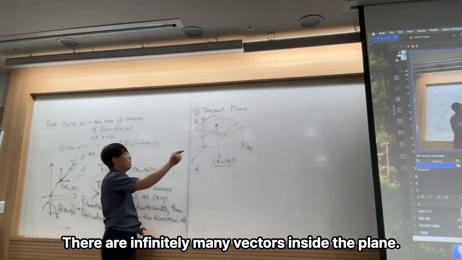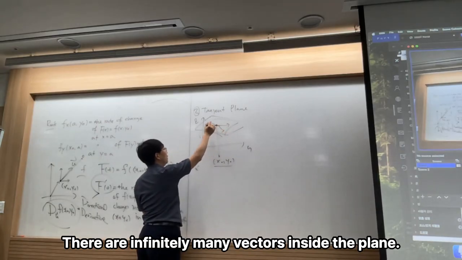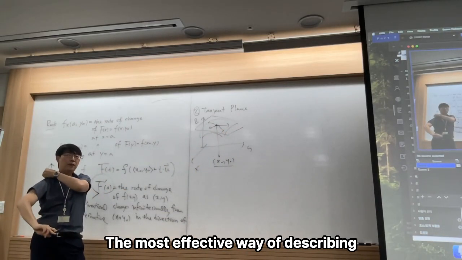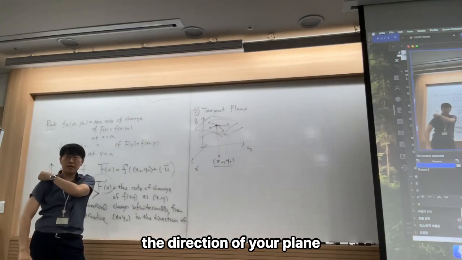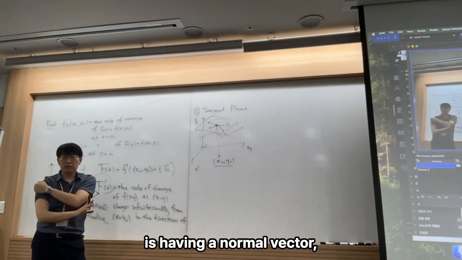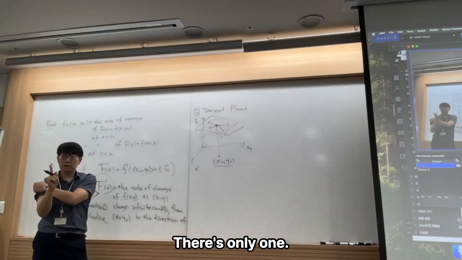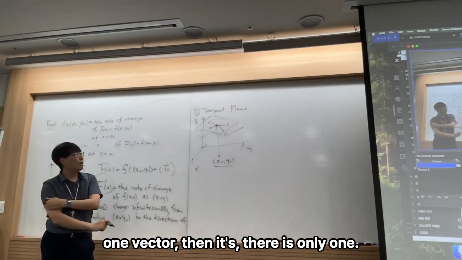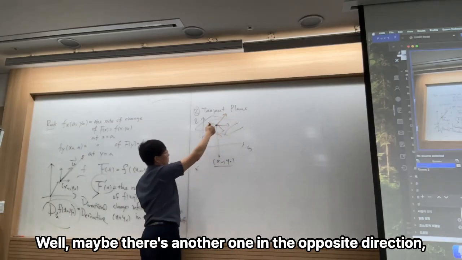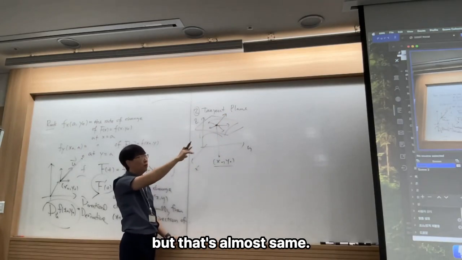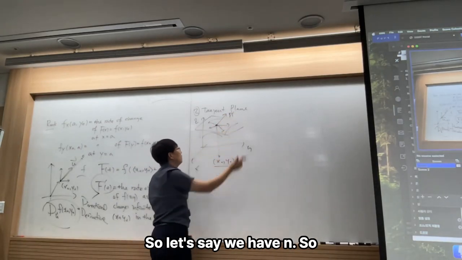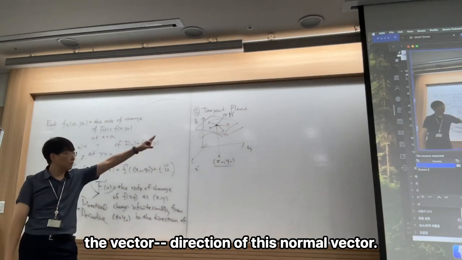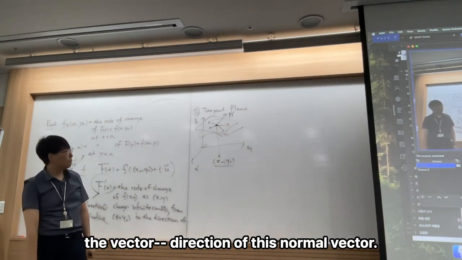There are infinitely many vectors inside the plane. The most effective way of describing the direction of your plane is having a normal vector, a perpendicular vector, right? There's only one if you normalize it to unit length. Well, maybe there's another one in the opposite direction, but that's almost the same. So let's say we have n. Let's try to find the direction of this normal vector.